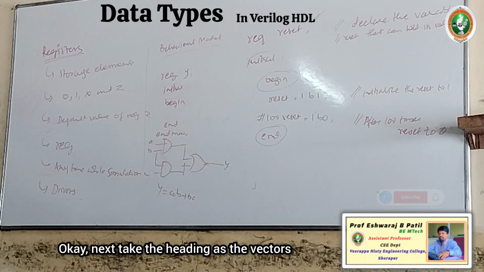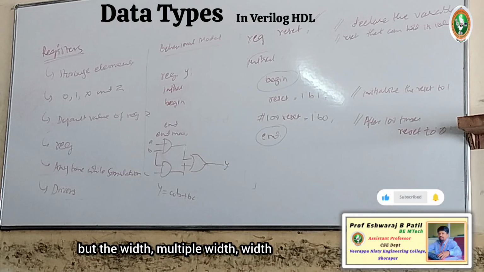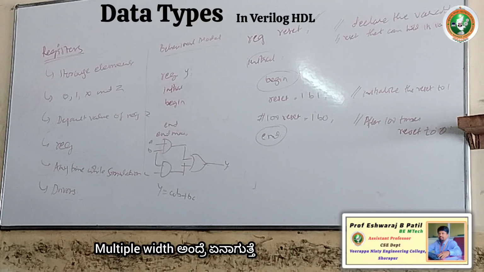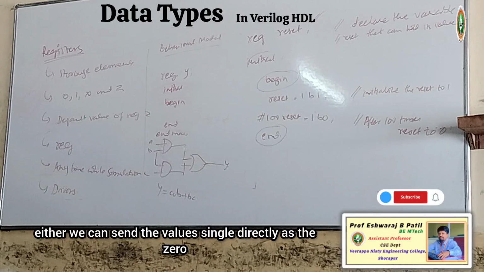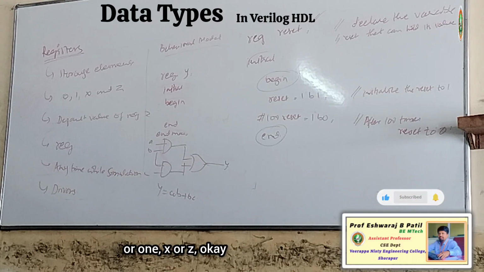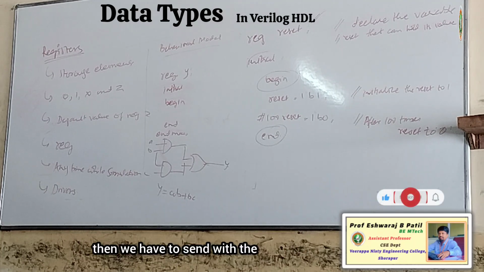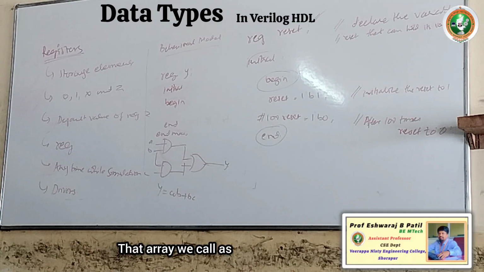Okay, next take the heading as the vectors. Vectors are nothing but multiple width, multiple bandwidth. If we send a single bit through a wire, we can send the value directly as 0 or 1, X or Z. If you want to send multiple values, then we have to send them in the form of an array. That array we call vectors. Okay, now take the heading as the vectors.